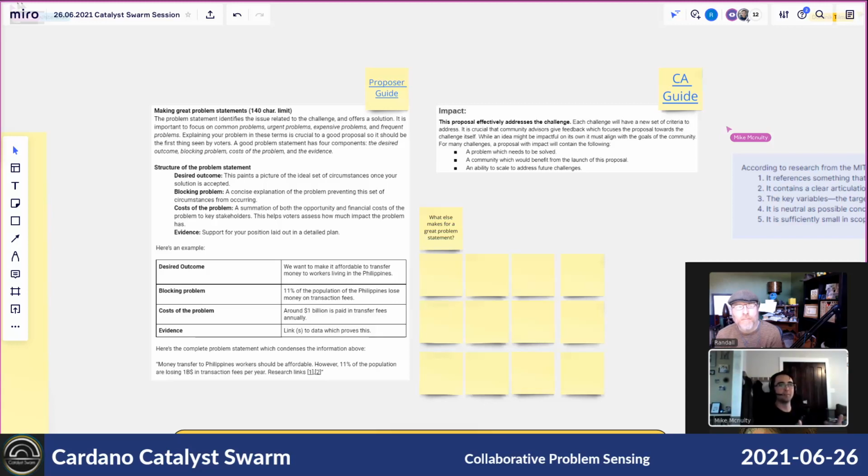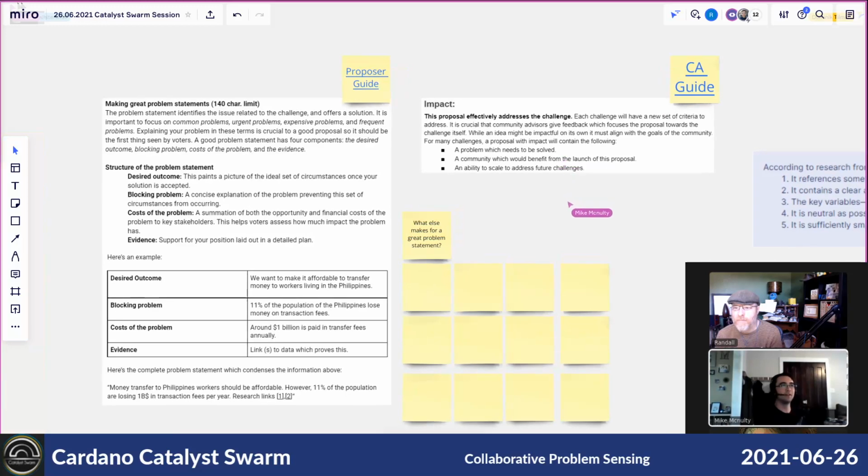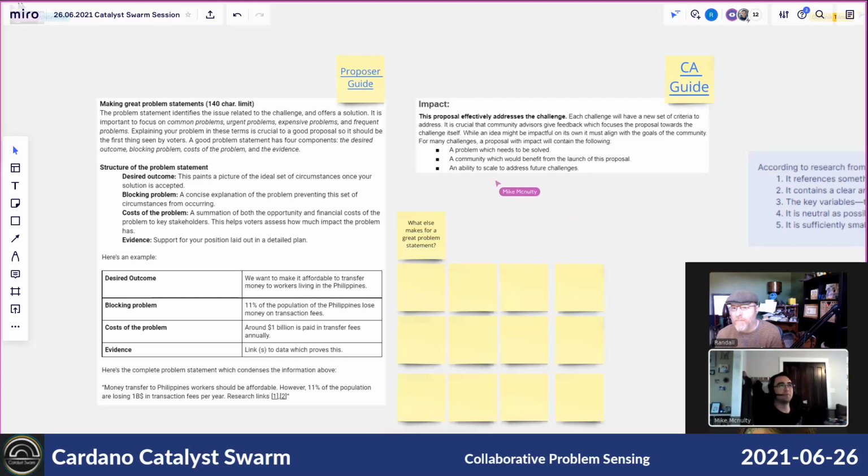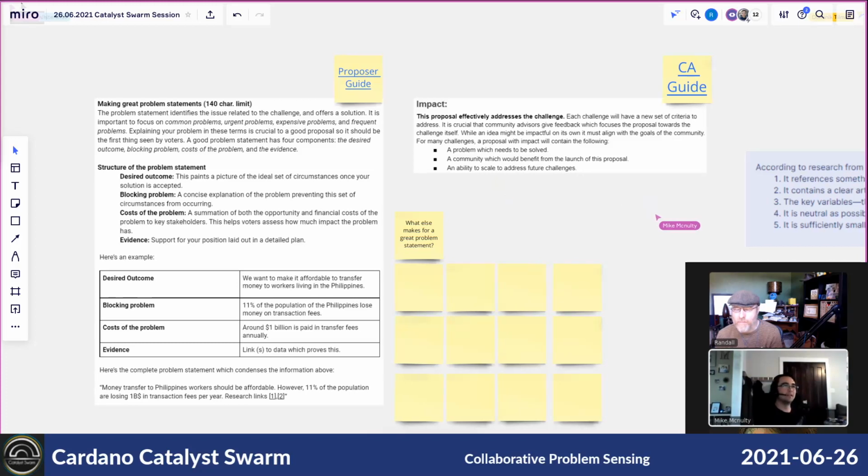And so another way to think about your problem statement is what's the impact that it's going to have. And when a CA is looking at a proposal and gauging impact, these are some of the things they think about: it's a problem that actually needs to be solved, or the community would benefit from the proposal, or perhaps there's an ability to scale to address future challenges. So maybe the initial problem could be limited in scope, could be local, personal, but maybe it has the potential to very easily scale up. So maybe these are some of the things as far as impact.